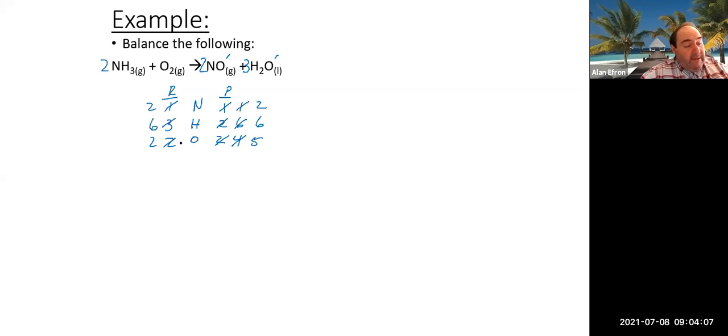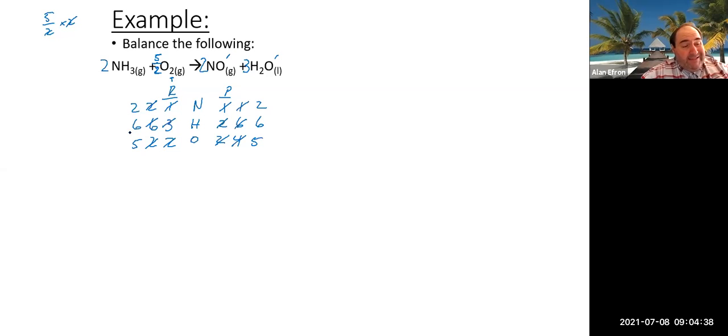This would be another situation where perhaps a fraction would be a good choice. Again, the number on top is the number I need, so in this case, I need 5 over here. The number on the bottom should match this guy, and that should be 2. When I do that, that gives me 2 nitrogens on the left, 6 hydrogens, and 5 over 2 times 2 gives me 5 oxygens.